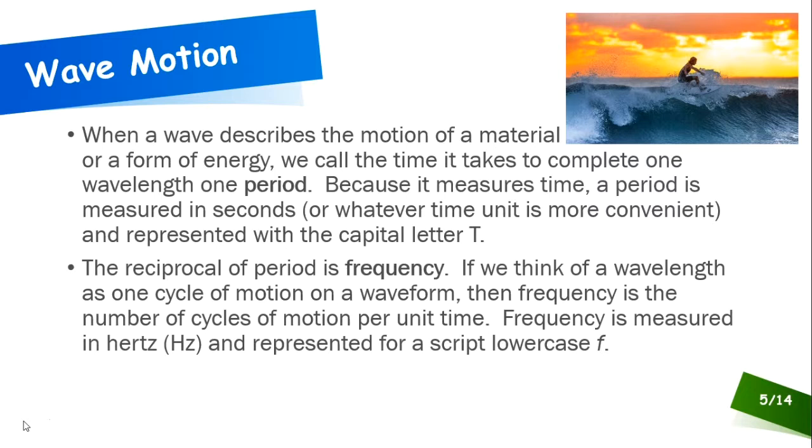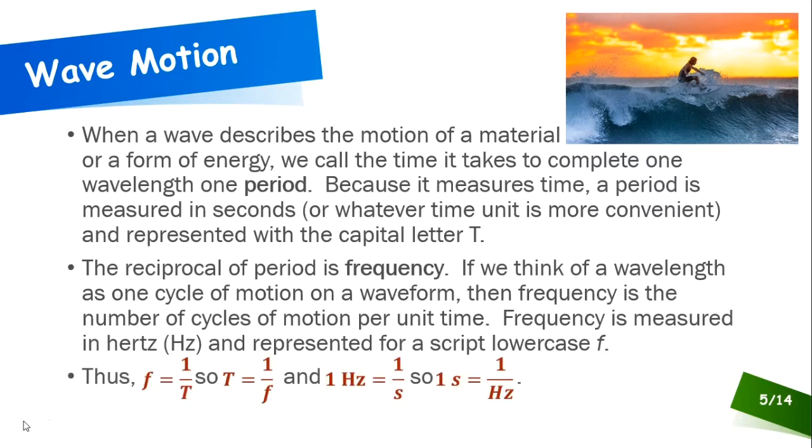Now, frequency is measured in hertz, because the frequency is the reciprocal of the period. So if we measure period in seconds, then a hertz will be 1 per second. And we represent it with the script lowercase letter f. So that means that frequency, the letter f, is going to be equal to 1 over T. It's the reciprocal of the period. That means if we take the reciprocal of frequency, we get the period. Period T is going to be equal to 1 over the frequency.